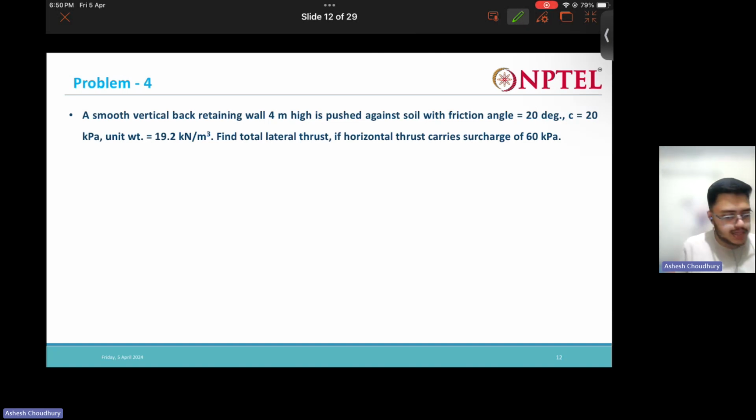Okay, let us see the next problem. A smooth vertical retaining wall 4 meter high, pushed against soil, friction angle 20 degree. C is equal to 20 kPa. Unit weight is 20 kN per meter cube. Find total lateral thrust if the horizontal surface carries a surcharge of 60 kPa.